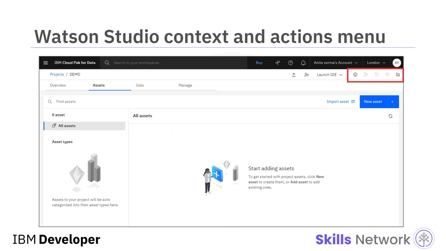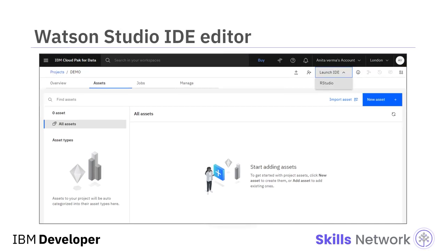Use the Context Information and Actions menu from anywhere in the project to view project information or load data files as assets. The RStudio Integrated Development Environment, or IDE, is included with IBM Watson Studio, so you can use R notebooks and scripts in your projects. Launch RStudio from the Launch IDE menu after you create a project.